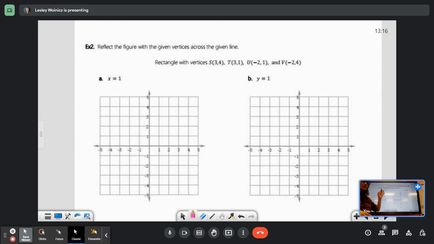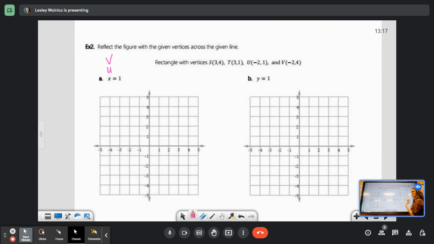So it turns out that the x-axis and the y-axis aren't the only lines that we can reflect in. Here we're going to reflect in the lines x equals 1 and y equals 1. So if it's x equals 1, that's going to be a vertical line with undefined slope, wherever x is 1.